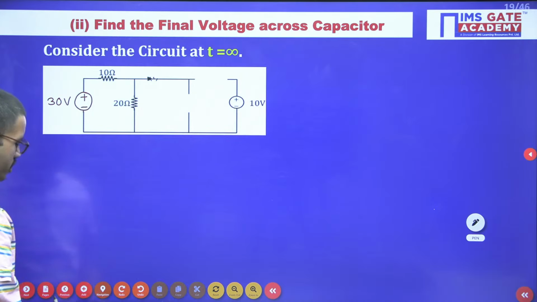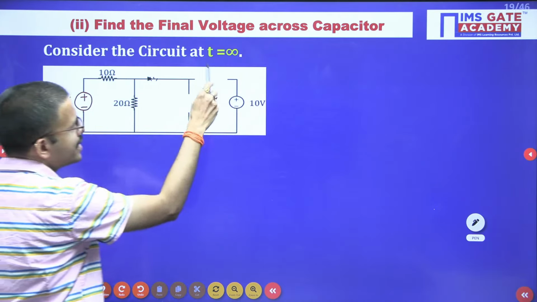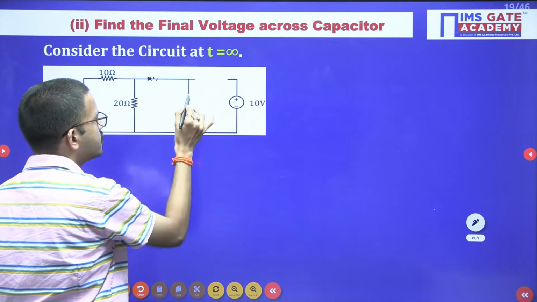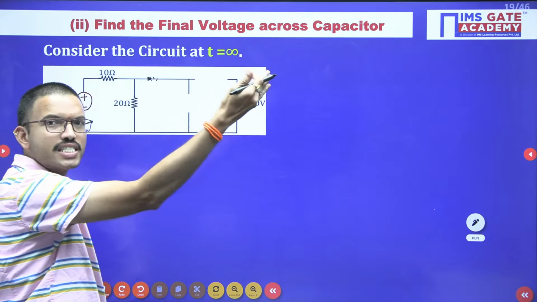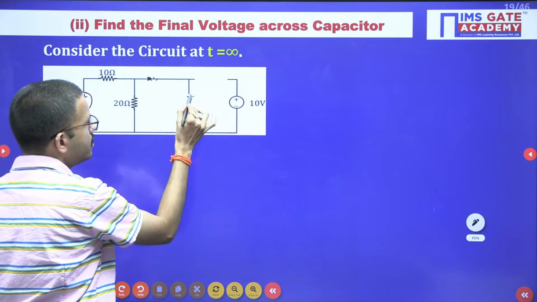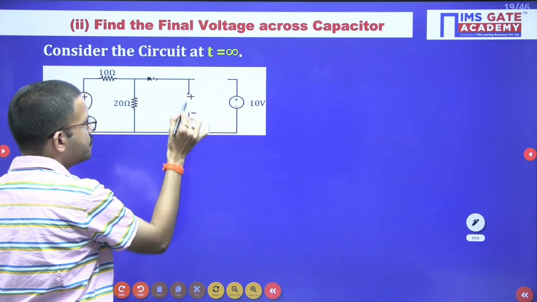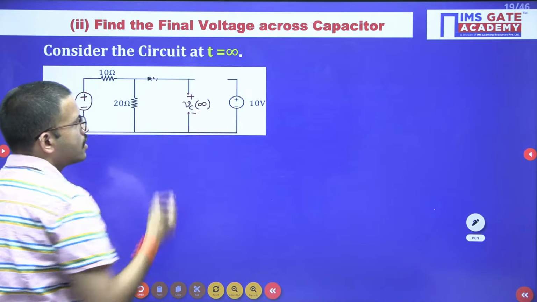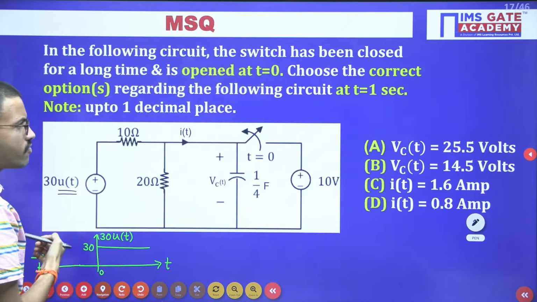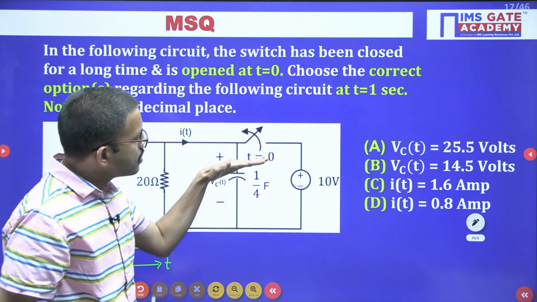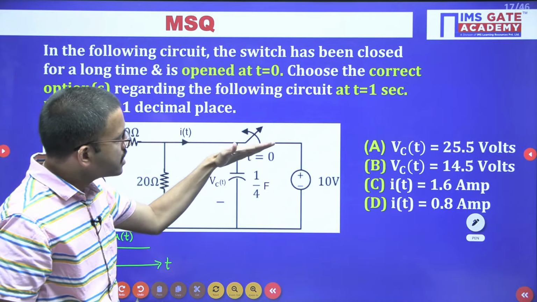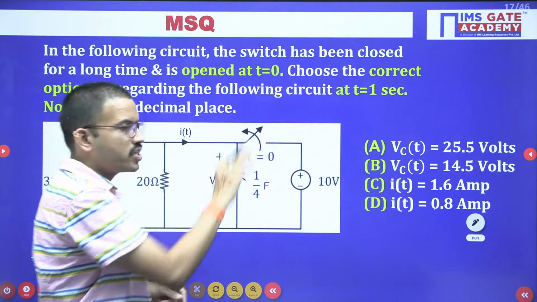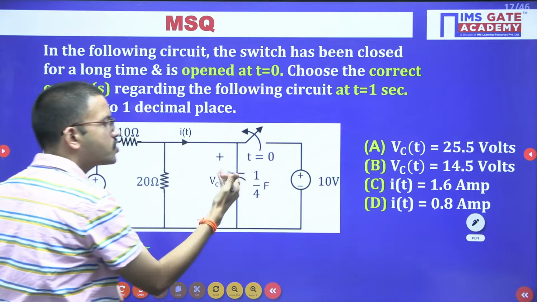Here the 10 ohm resistor, 20 ohm resistor as it is. Now at t equal to infinity, once again the capacitor will become open circuit, because t equal to infinity means steady state once again. Here we are calculating the voltage across the capacitor at t equal to infinity, that is VC of infinity. But what about the switch position? At t equal to 0 instant itself we are opening the switch. Obviously at t equal to infinity, the switch was in open position only, right? So there is no connection between this voltage source and the capacitor.